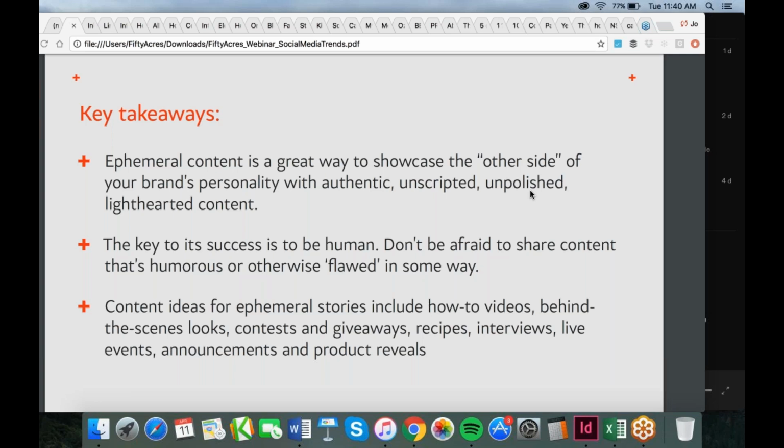So the key, I think, to ephemeral success is to be human. Don't be afraid to share content that's humorous or otherwise flawed in some way. Maybe I'm just strange, but I like seeing behind-the-scenes content of normal people doing stuff. Not in an obsessive way, but it's nice to see some celebrities without makeup on, or drinking a coffee in a ragged pair of jeans and an old t-shirt. I don't spend a lot of time on that stuff, but occasionally when I do see it, it's interesting. So I think seeing people, warts and all, is good as well.